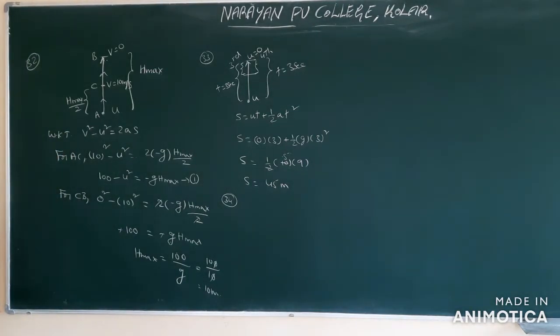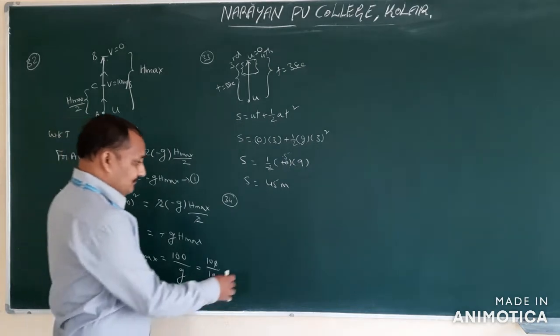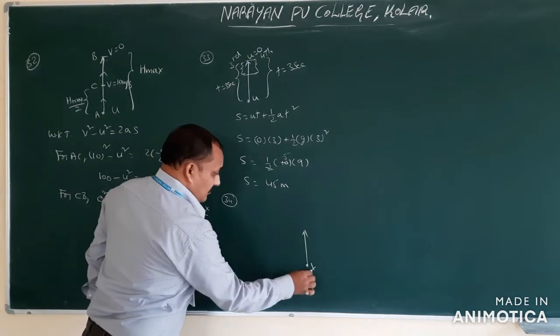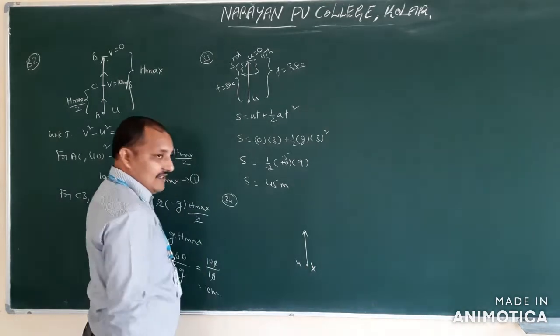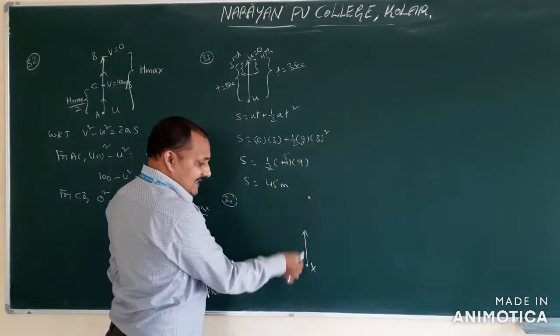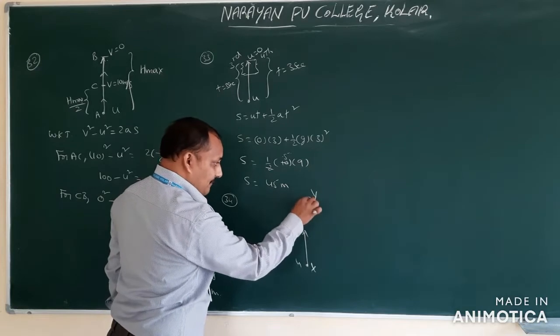A ball is thrown up vertically from the ground with a velocity u. Another ball y is simultaneously dropped from the height h. They meet at a height h by 2. If u is equal to, so they are asking the initial velocity in terms of h and g. A ball x is thrown upwards, and y is simultaneously dropped. You have to remember y is dropped. X is projected vertically upwards with initial velocity u. At the same time, y is dropped.